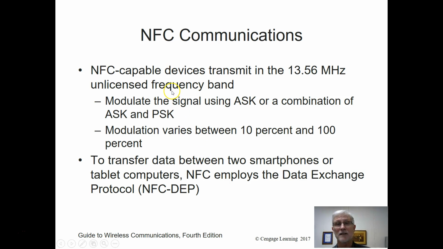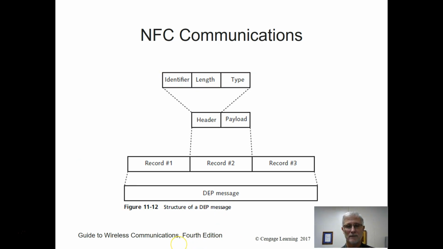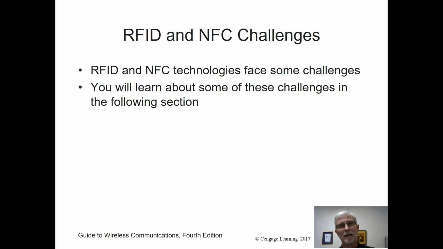Now, near field communication operates in the 13.56 megahertz unlicensed frequency band. A couple of different modulation techniques can be used, and modulation varies between 10 and 100%, which is similar to RFID. To transfer between two smartphones, there are a couple of different data exchange rates it employs. So it just gives you a rough idea of the message structure. You could probably write a whole textbook on just this kind of information.